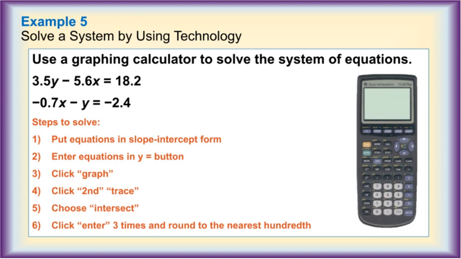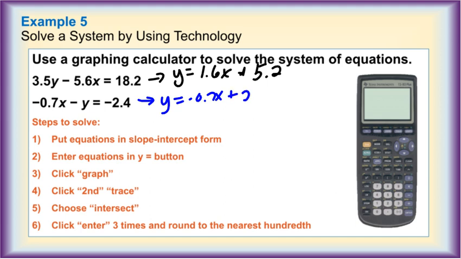So for this one, let's put this into y equals mx plus b. So this one would be y equals, I have to add 5.6 to both sides. So if I have 5.6, and then I'm going to divide that by 3.5, which will give me 1.6x. And then I already have 18.2 on there. I have to divide that by 3.5, which will give me plus 5.2. This one would be, I'm just going to switch the y around and the negative 2.4. So this is going to be negative 0.7x. And this will be plus 2.4.